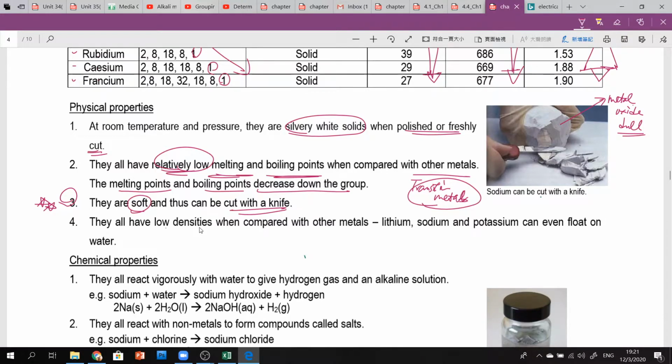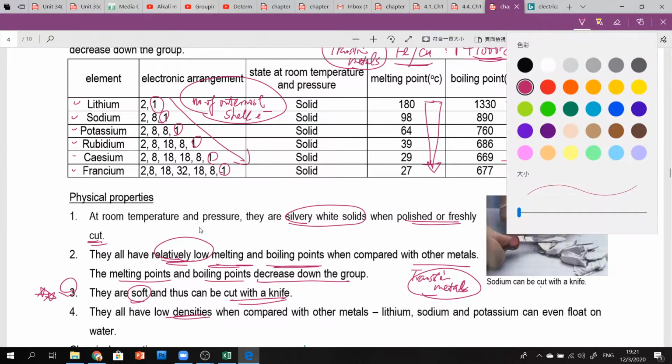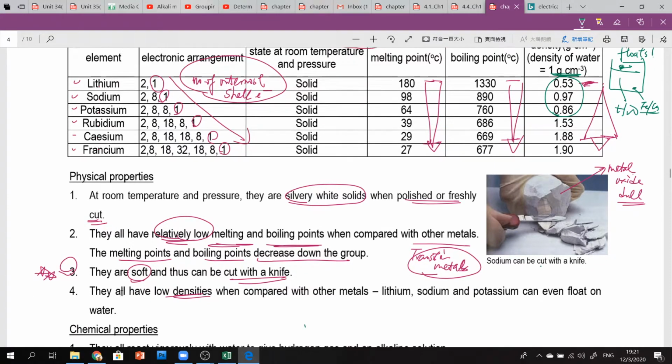They have very low density compared with other metals, just like lithium, sodium, and potassium. Can you see that? Lithium, potassium, and sodium have a density smaller than 1 gram per cm cubed, which is less dense than water. This means that once I put the metals onto water, they will float on the surface. This is what is very special about group 1 metals. If you put a piece of copper or iron in water, of course they will sink because of their very high density, much higher than the density of water. So this is what I would like to talk to you about.